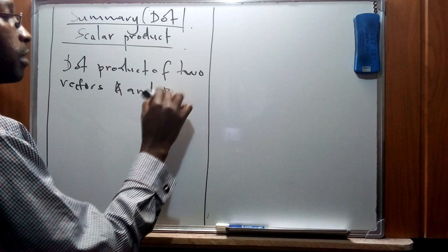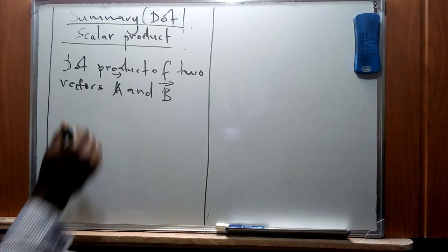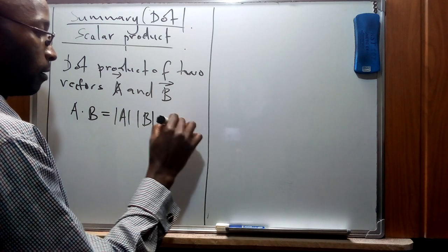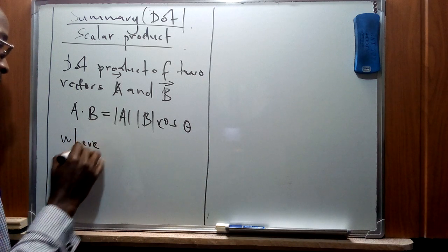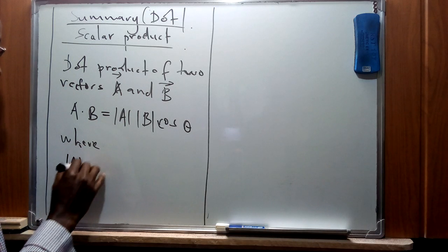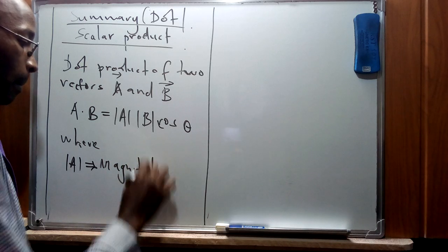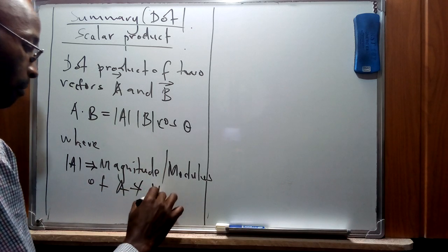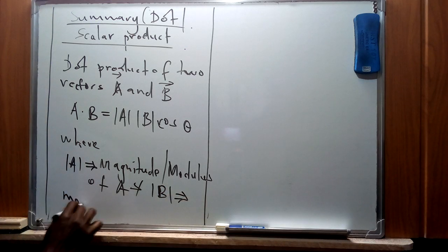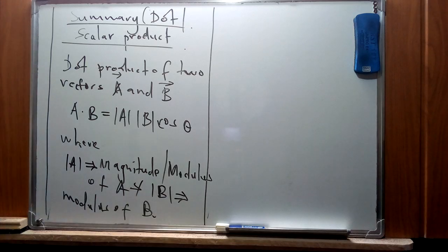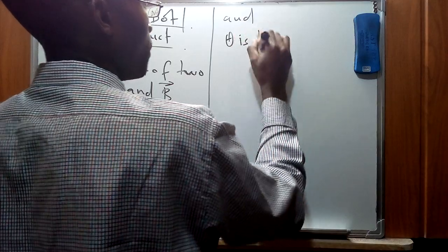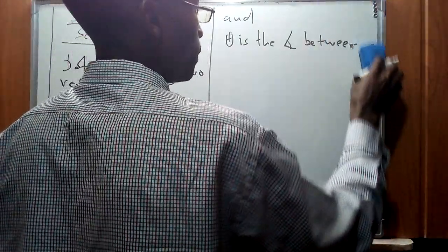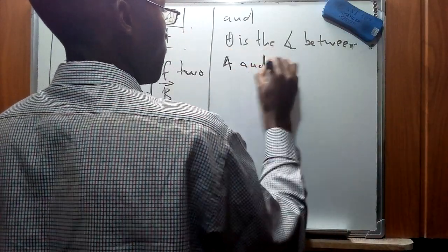A and B. Let's assume that we have two vectors A and B. The scalar product of those vectors is going to be defined as A dot B equals the modulus of A times the modulus of B times the cosine of theta, where, since A and B are vectors, |A| implies the magnitude or modulus of A, and |B| implies the modulus of vector B, and theta is the angle between A and B. So theta is the angle between vector A and B.